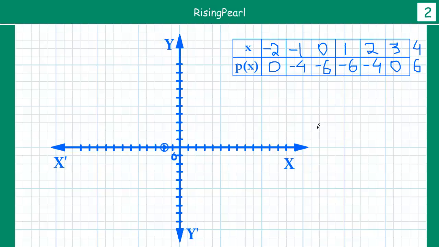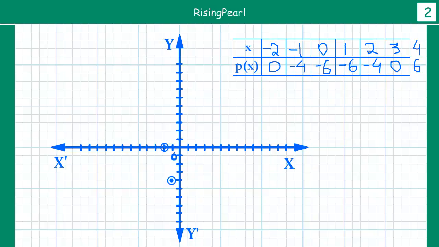So the first point is this one. At x equals minus 2, the polynomial value is 0. So for minus 2, we go 2 units on the left side of the origin on the x-axis, and the value of the polynomial is 0. So this point is lying there. This point actually lies on the x-axis.